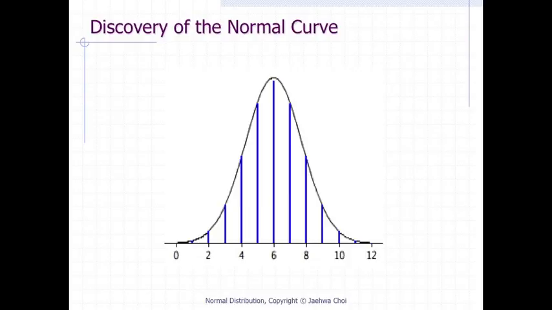De Moivre reasoned that if he could find a mathematical expression for this curve, he would be able to solve problems such as finding the probability of 60 or more heads out of 100 coin flips much more easily. He accomplished this in 1733, and the curve he discovered is now called the normal curve.